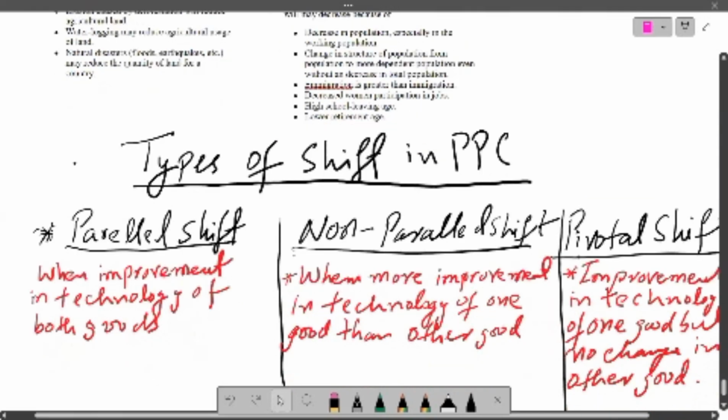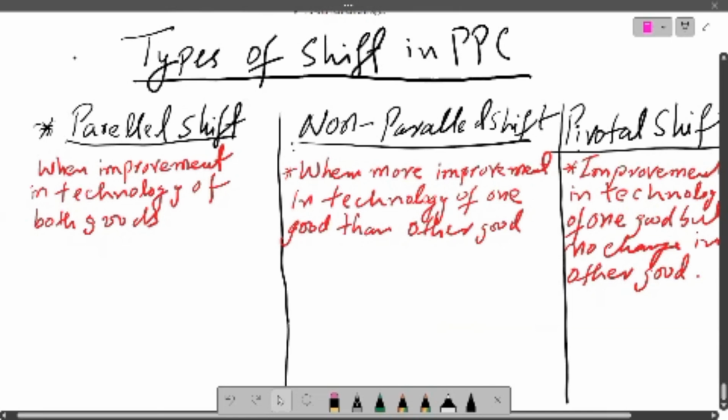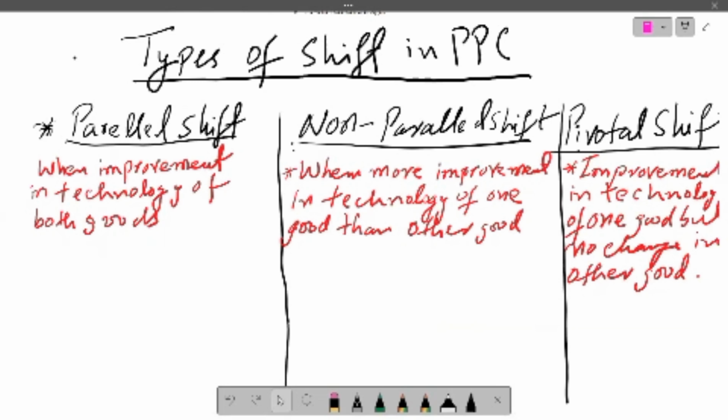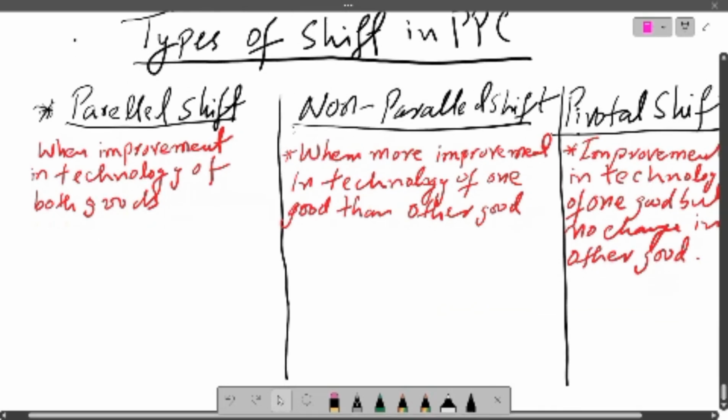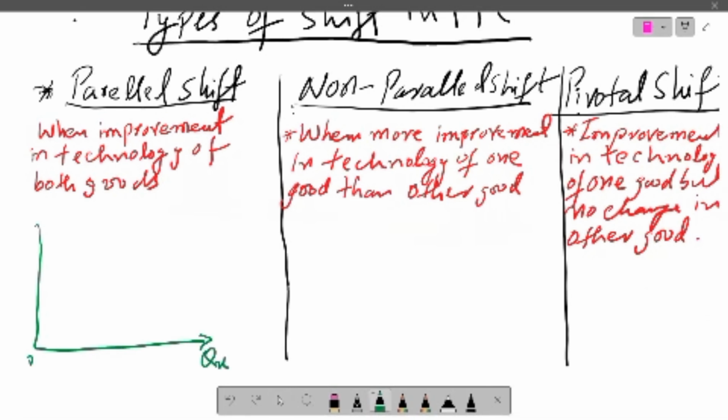Now regarding the types of shift in the PPC. This is important, and usually we talk about it in A level, but it is included in the O level syllabus as well. The types are parallel shifting, non-parallel shifting, and pivotal shifting. Look at what parallel shifting means. Let's suppose we have two axes, Q of x and Q of y. This is your normal PPC, PPC 1. What does parallel shift mean? A parallel shift occurs when there is an equal improvement in technology of both goods. In this case, the PPC will shift parallel to the previous one.